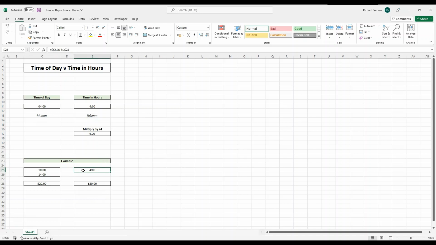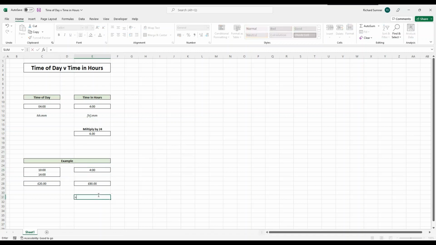Now what happens if you want to say, for example, how much money is that, if they're earning £20 an hour? So now you need to do 4 times that. But if you just simply put in £20 times 4 hours, it gives you 3.33, which is not correct. So why is that not correct? The reason is that Excel is showing it as 4 hours.